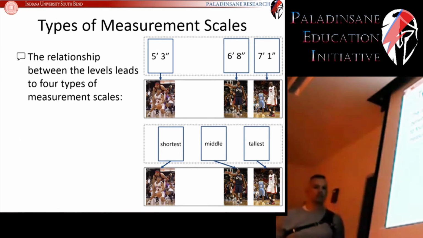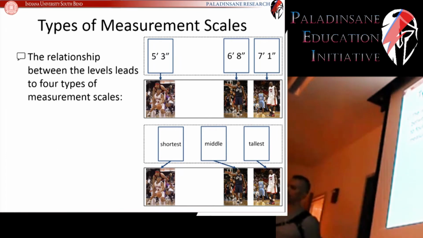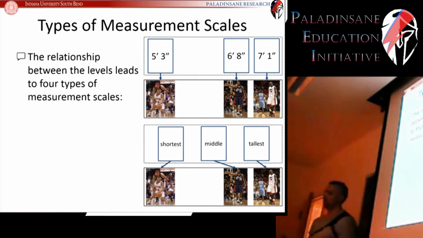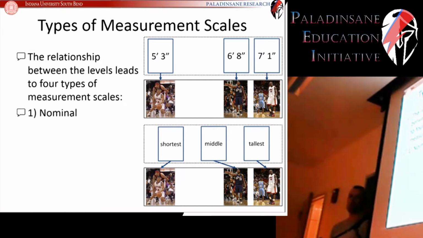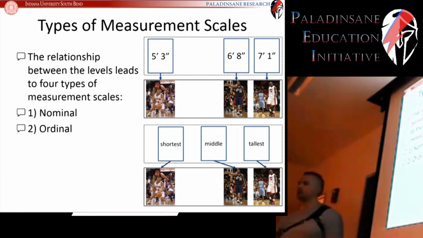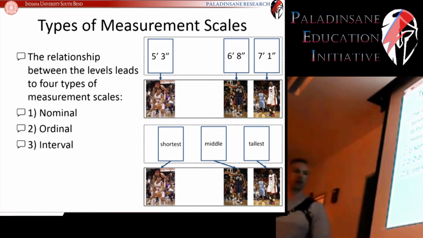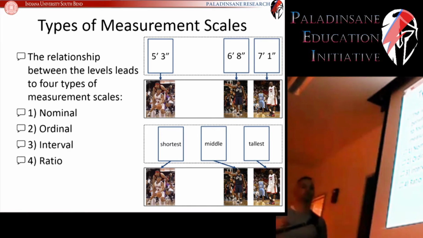So that relationship between the scores leads to four basic types of measurement scales. And those four basic types, in increasing order of power, in increasing order of things that you can do with them, are the nominal scale, and then after that we've got the ordinal scale, and then that's followed by the interval scale, and then we have the top of the line, the best scale, which is the ratio scale.